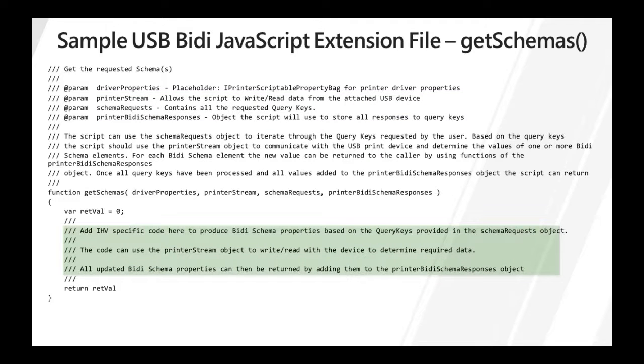The code within the JavaScript function will use the query keys array to determine what BiDi schema properties to query and return to USBmon. Then it writes data to the device and reads responses from the device using functions in the printer stream object. Lastly, the data read from the device can then be interpreted into values for the BiDi schema properties and returned to USBmon by adding each new response to the printer BiDi schema's responses object.